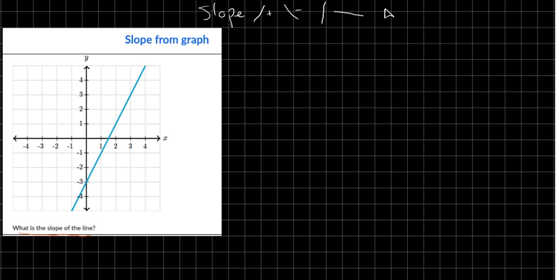We find it by the change in y over the change in x. And that little triangle I'm drawing is just a delta, which is a Greek letter, and it means change. You'll see that in physics too.